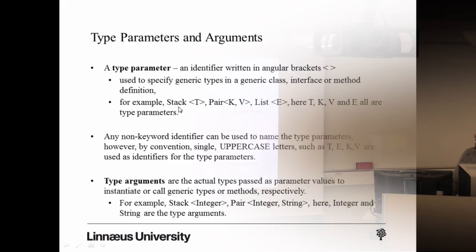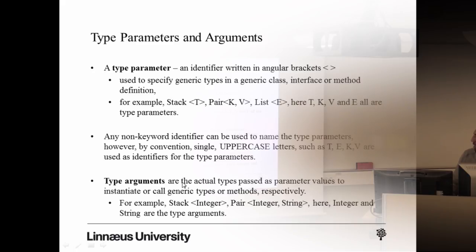And normally, if your type parameter is pointing to a type, we use T for that. And if it is pointing to a key value pair, the convention is that you use K and V, K for key and V for value. And if it's pointing to an element type, then you can use the letter E.